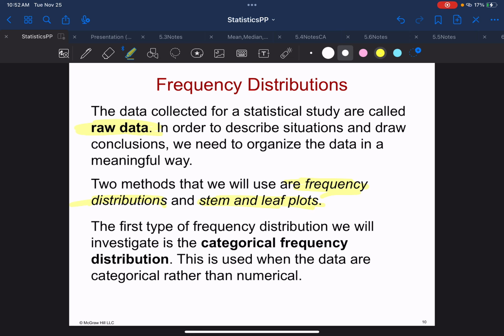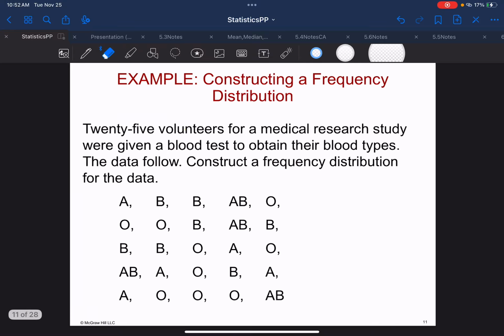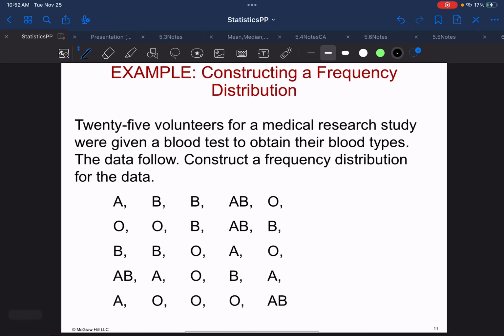The first type of frequency distribution we will investigate is the categorical frequency distribution. This is used when the data are categorical rather than numerical, so when it's not numbers. That's what we're going to do in this example.